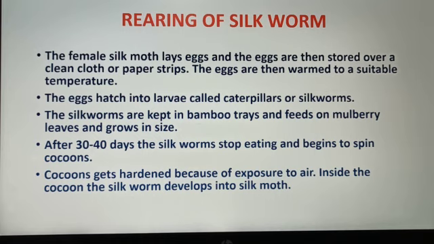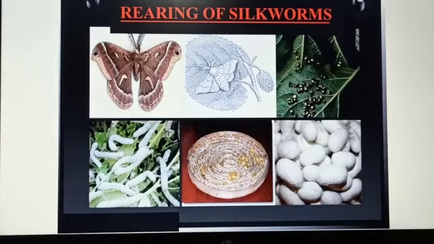The silkworms are kept in bamboo trays and feed on mulberry leaves and grow in size. After 30 to 40 days, the silkworm stops eating and begins to spin cocoons. Cocoons get hardened because of exposure to air. Inside the cocoon, the silkworm develops into silk moth. This is a picture showing the rearing of silk moth.